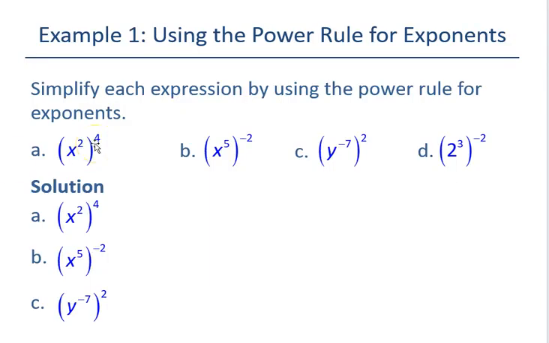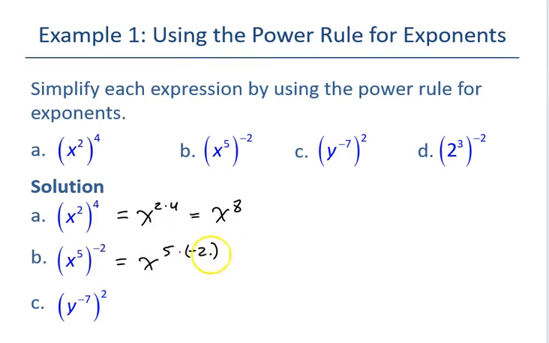Looking at our first example here, we have x squared in parentheses and all of that raised to the power of 4. Let me grab my pen, and notice that that's the same thing as saying x to the 2 times 4, which gives me x to the power of 8. Same thing applies here. Let's keep going with the rule. Don't overthink it. You're going to have x to the 5 times negative 2.